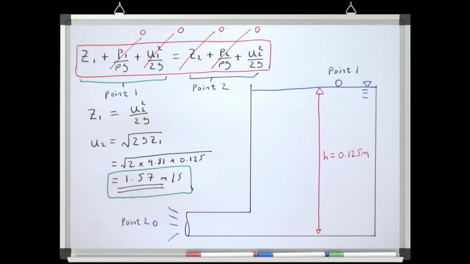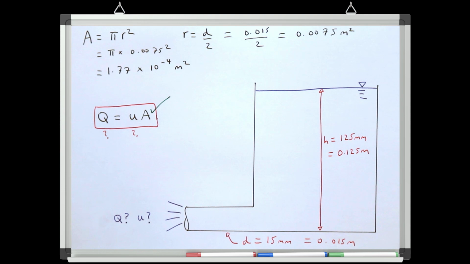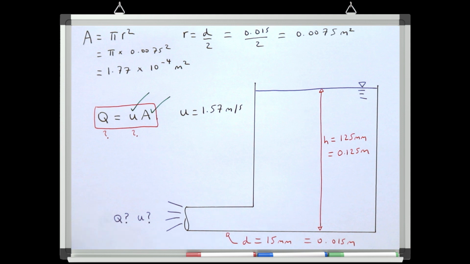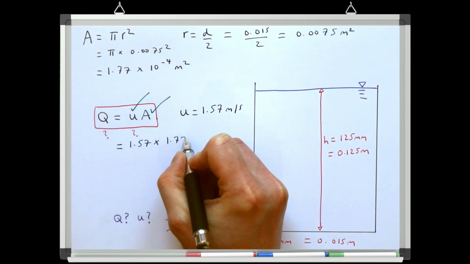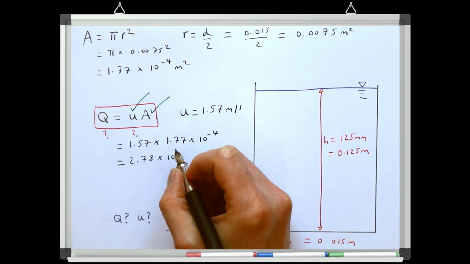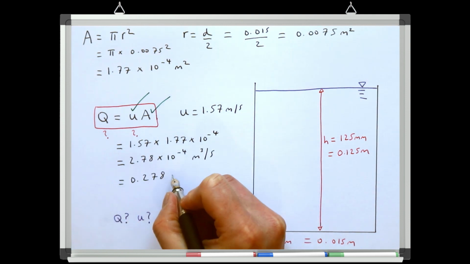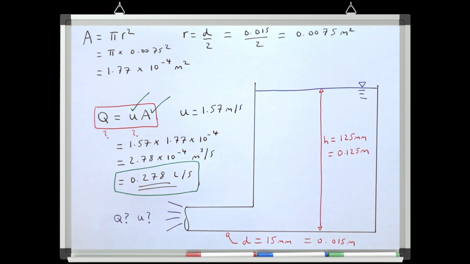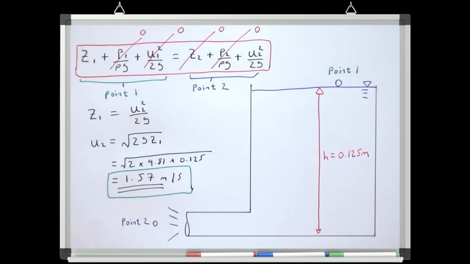Now that we've worked out the velocity, we can return to the continuity equation and finally find out the discharge in the pipe. By multiplying the velocity that we've just calculated by the area of the pipe, we get a final discharge of 0.278 litres per second. So we started with a massive equation, but actually, because we were able to cancel out most of the terms in the equation, it ended up giving us a relatively simple expression to work out the velocity in this system.